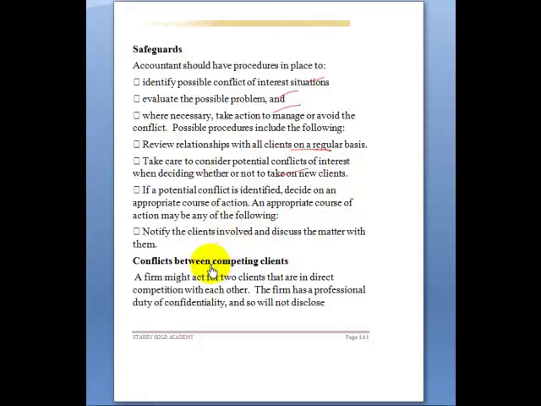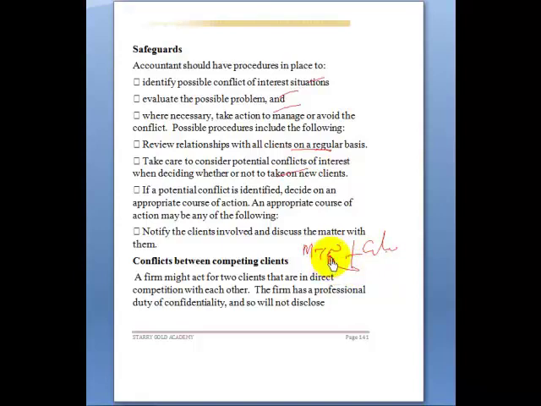What about conflicts between competing clients, whereby, for example, let's assume you are the auditor of MTN and you are the auditor of Glo at the same time? How do you manage it? Because there could be issues. MTN may not trust you, Glo may not trust you, because there could be information leakage from the auditing staff.